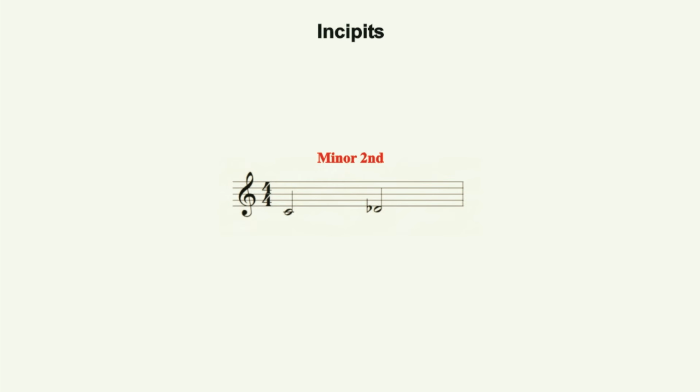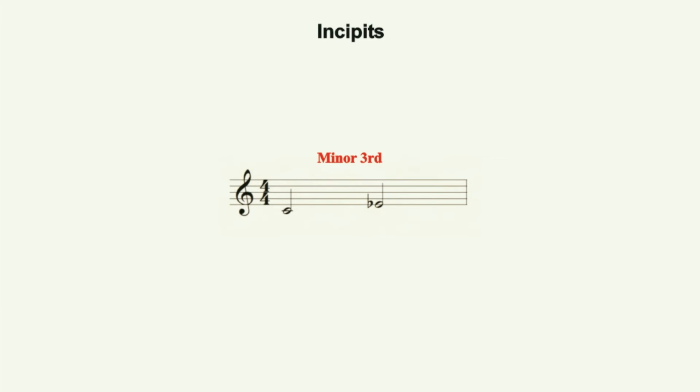On the other hand, major seconds are abundant in music. A few of the songs commonly used in providing incipits for major seconds are the first two tones of a major scale, Nat King Cole's Unforgettable, Rudolph the Red-Nosed Reindeer, Frere Jacques, and many more.